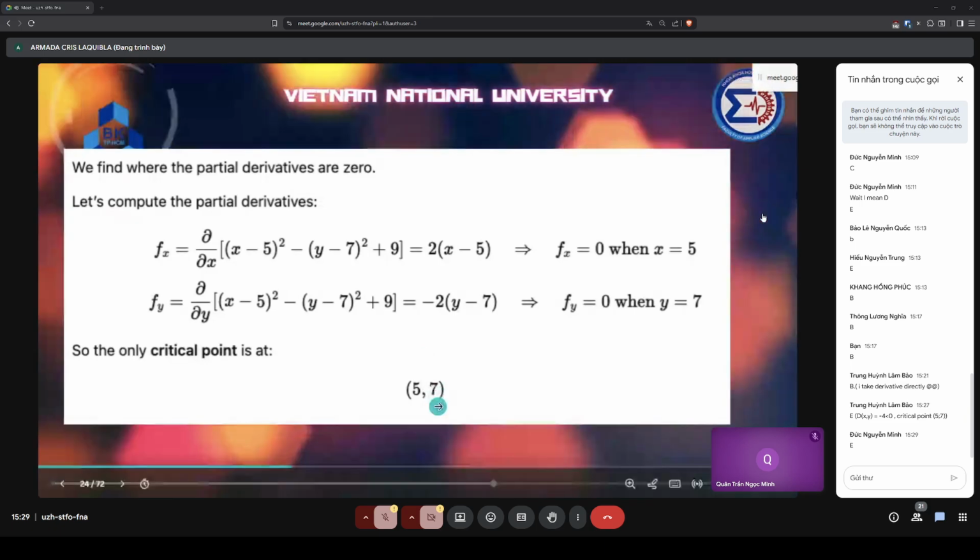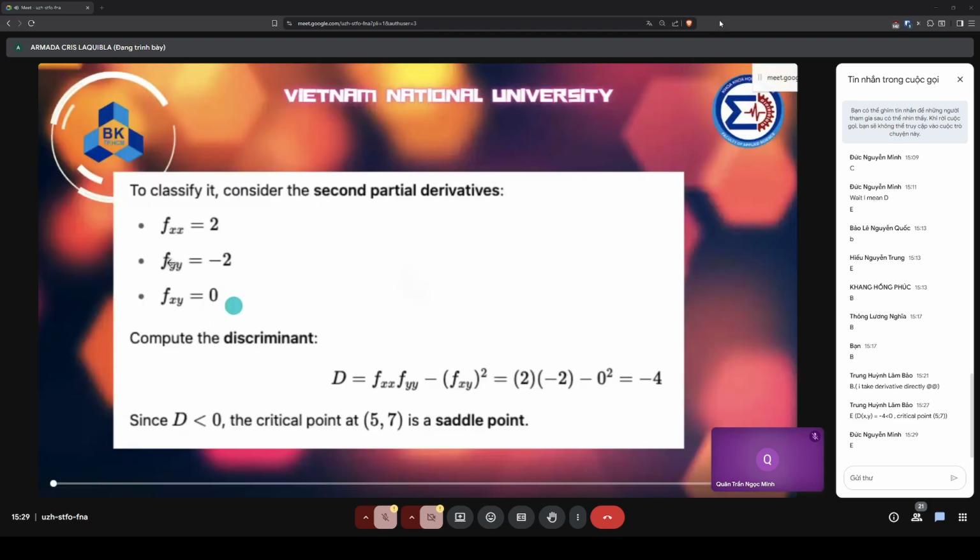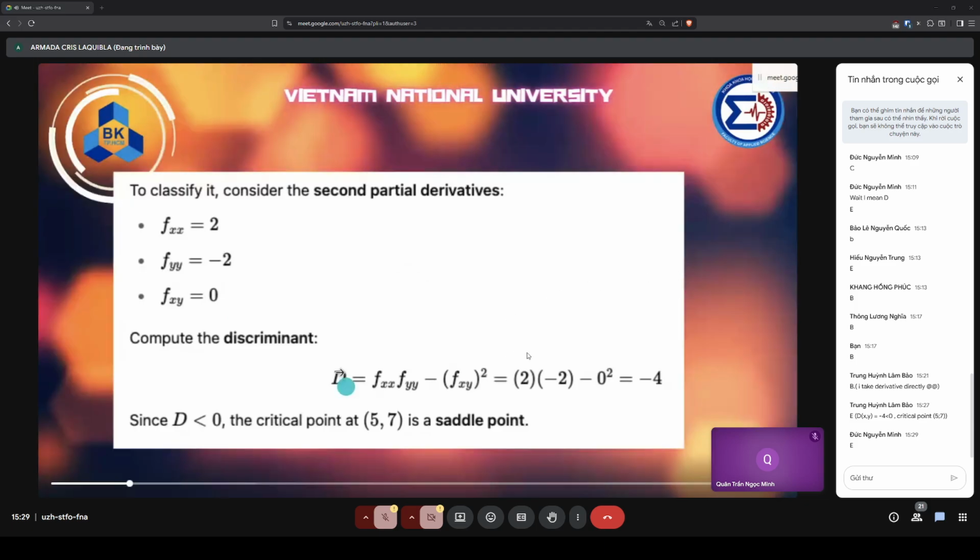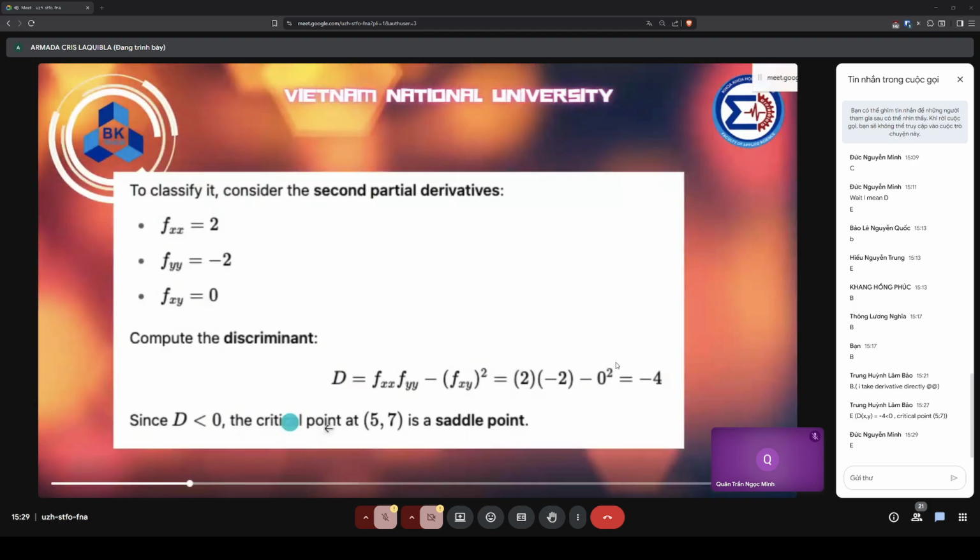Now we test if this is a saddle point. Solve fxx, fyy, and then fxy. Solve your d there. Your d is negative. So what will happen? Your critical point (5, 7) is a saddle point.